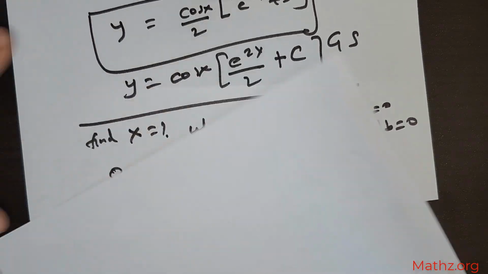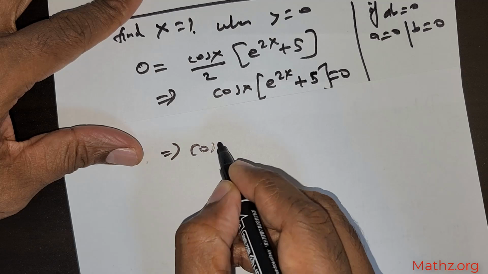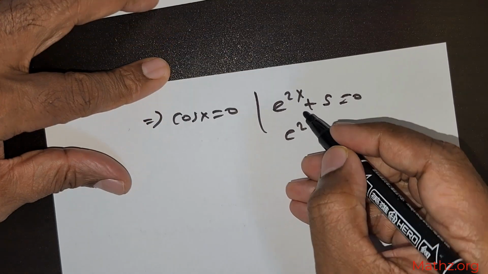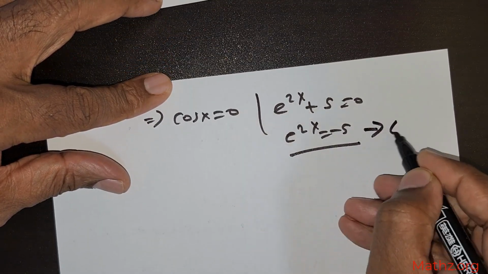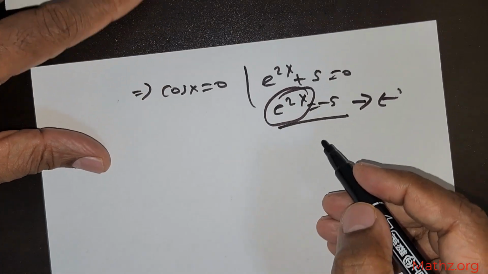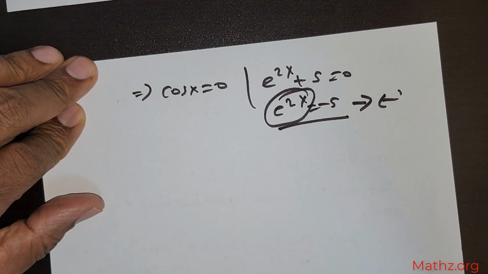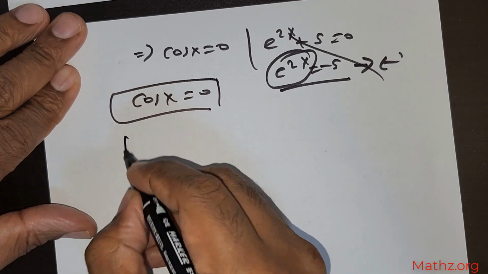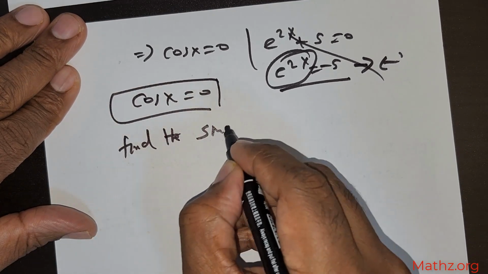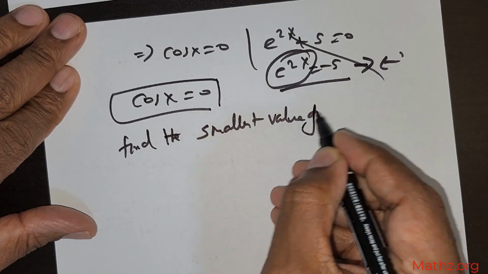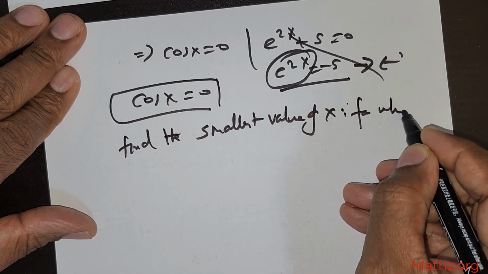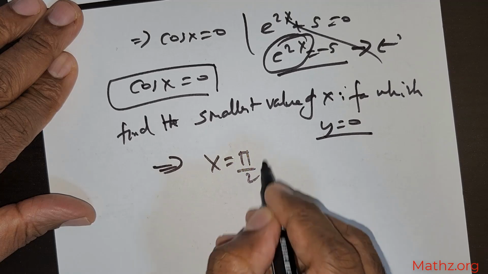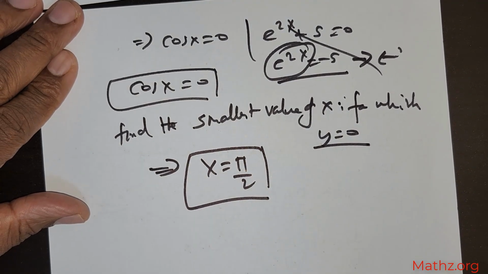Right. So let me move on to this side. This would mean cos x is equal to 0 or e raised to the power of 2x positive 5 is equal to 0. So this would mean e raised to the power of 2x is equal to negative 5. Now this is not possible because this is an exponential value, so you cannot equate it to a negative value. So this has to be dropped. Now cos x is equal to 0. So that means you are expected to find the smallest value of x for which y is equal to 0. This is only possible when x is equal to pi over 2. So that is the solution for this question.